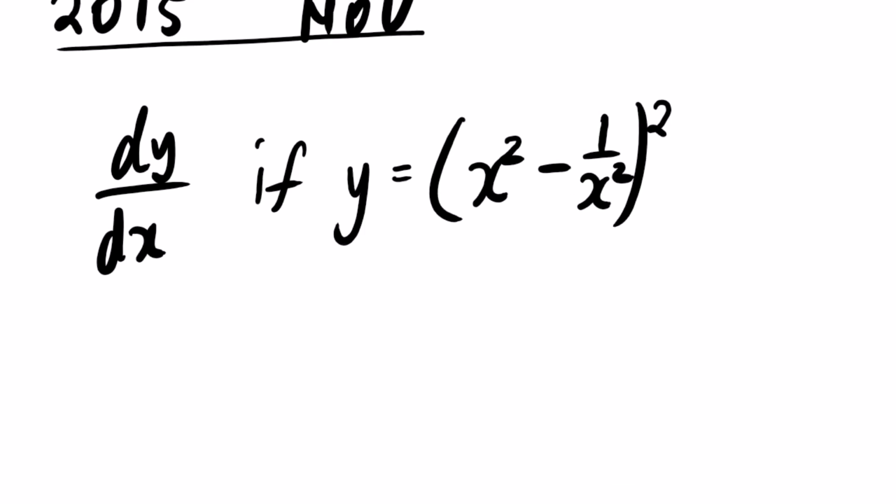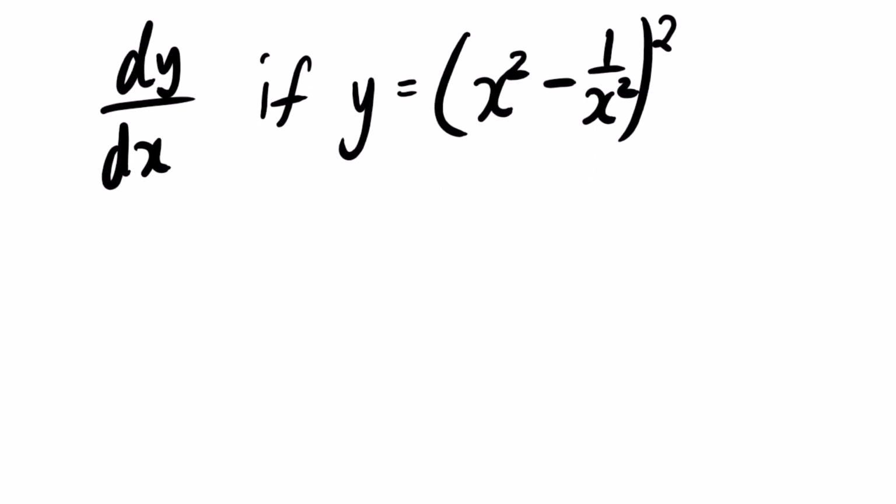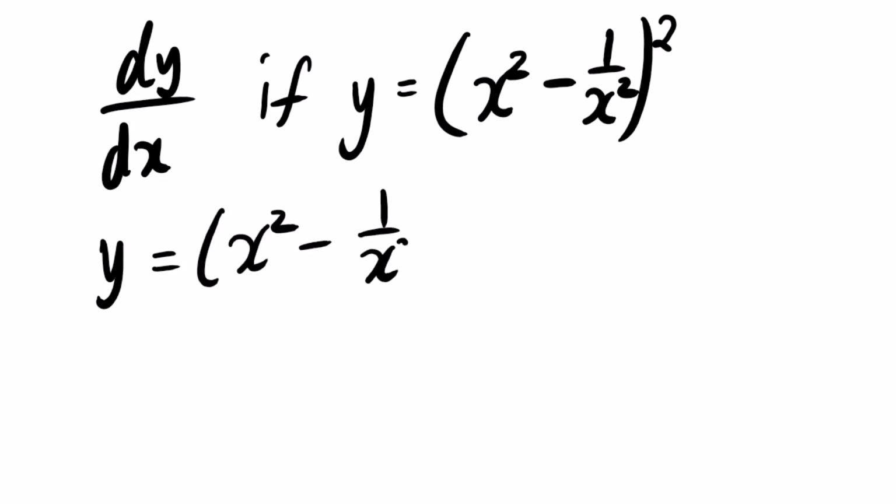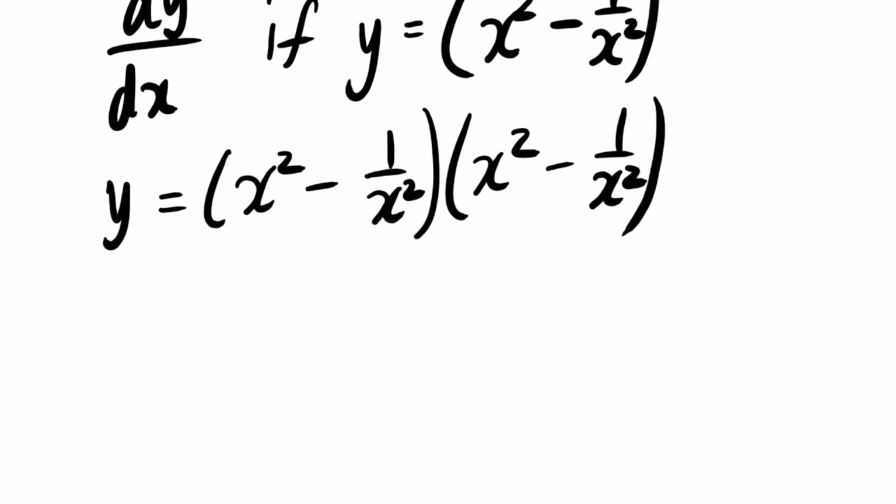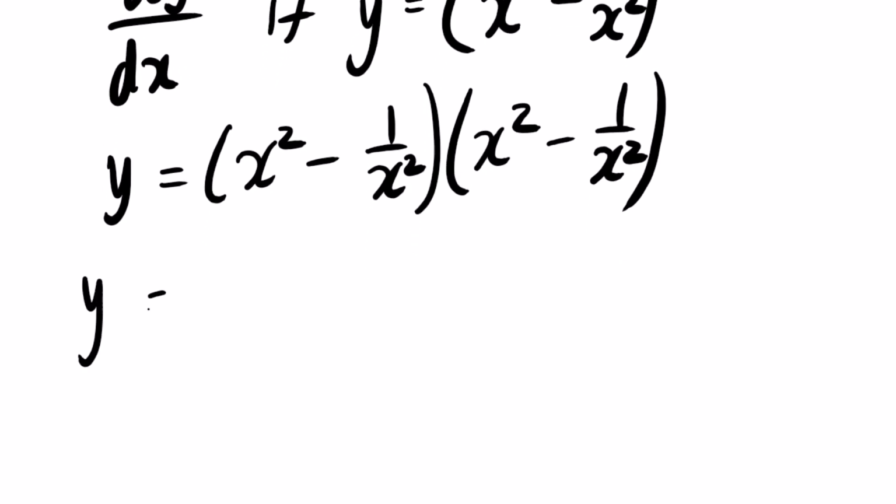We start by simplifying. Remember, we need to simplify the brackets. So we have y equals x squared minus 1 over x squared. Then from here, x squared multiplied by x squared is x to the power 4. Remember the rules of exponents. x squared multiplied by negative 1 over x is simply negative x squared over x.